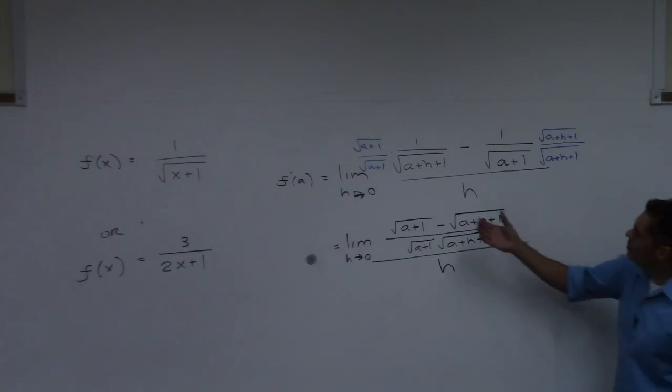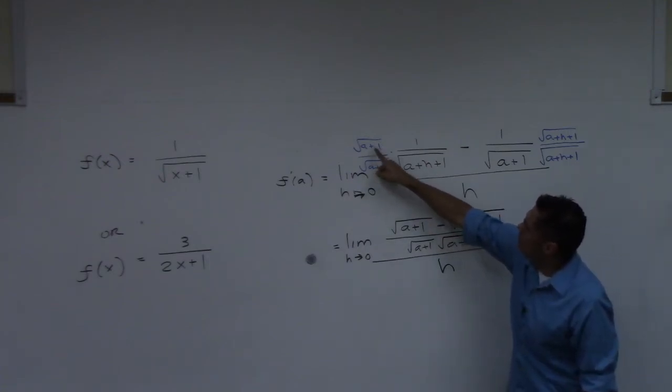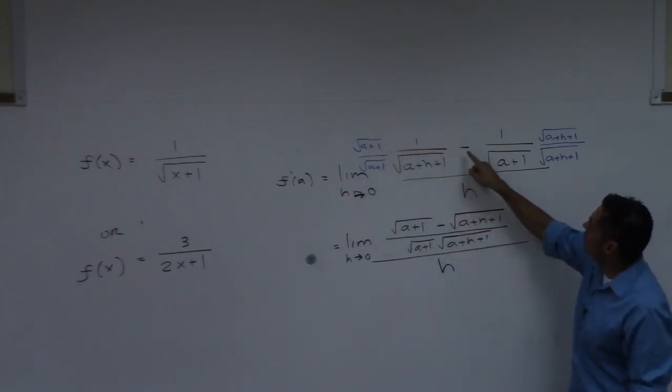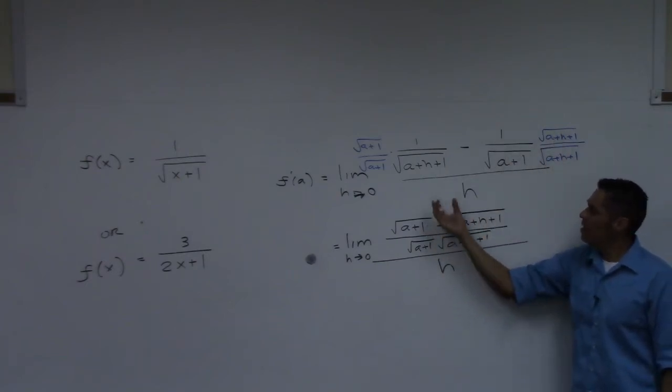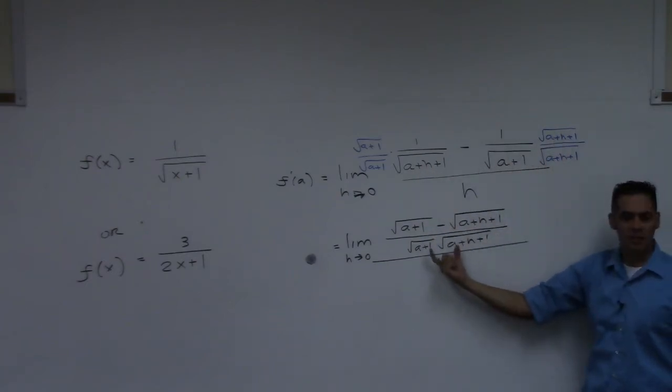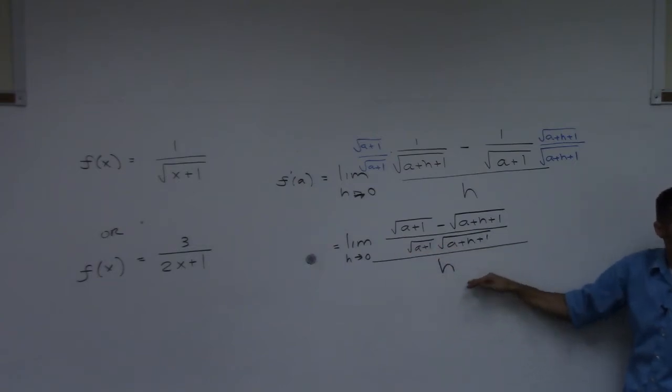All right, so when I put these together, I do root a plus 1 times 1. Then I'm going to subtract 1 times this one, which gives me this top piece. And then my common denominator is here, and then all of it over h. So does that line make sense?